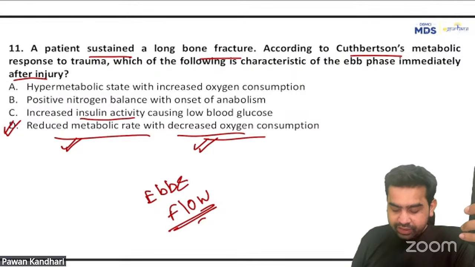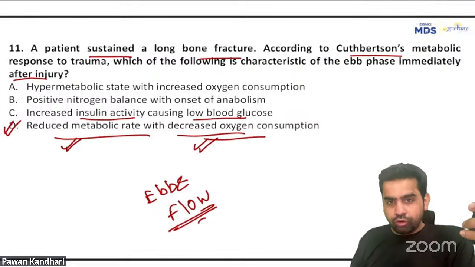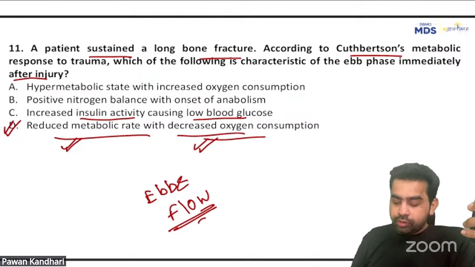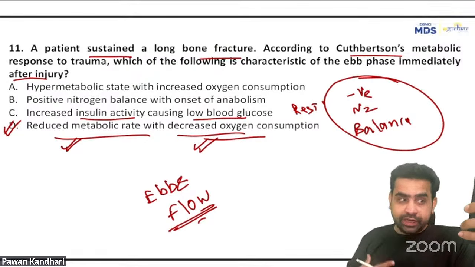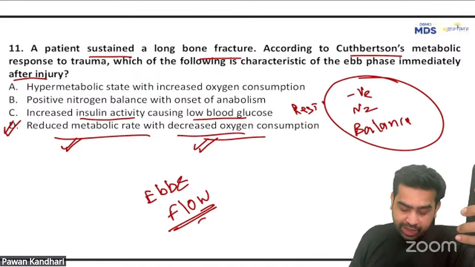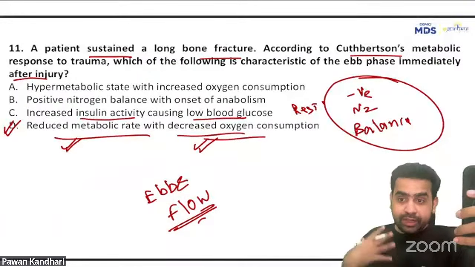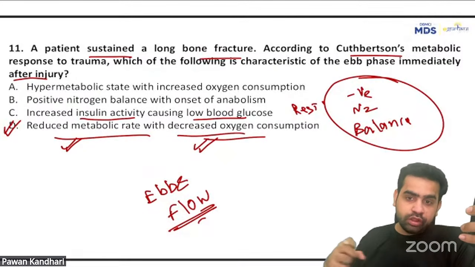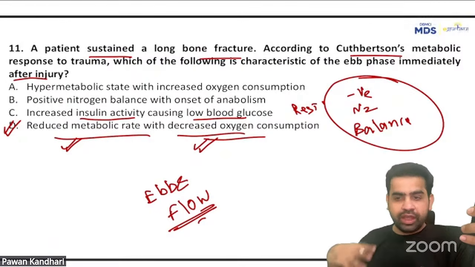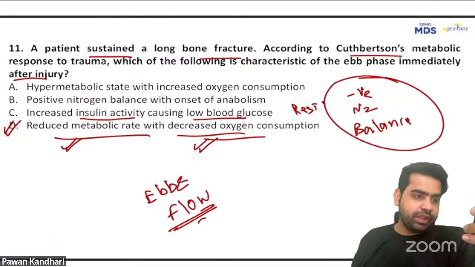Increased insulin activity and low blood glucose, no, that's not going to happen. There is an insulin resistance which develops over here. Positive nitrogen balance, no, there's going to be negative nitrogen balance, because the body will enter into the state of catabolism. And hypermetabolic state, no. The body is already entering catabolism, so you yourself will try to conserve all the energy and oxygen, so BMR will go down. I hope you are able to understand this point.